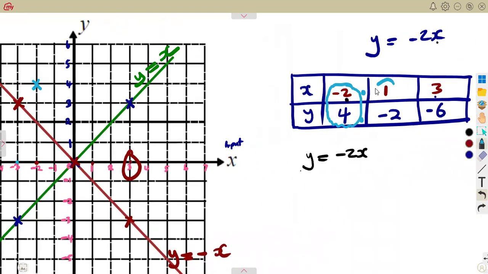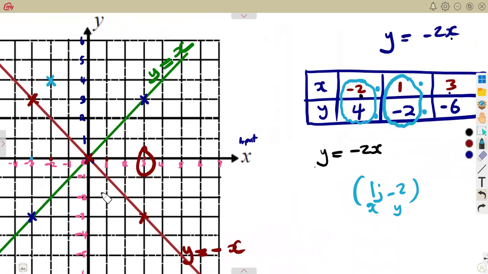That is 1 versus minus 2. X is 1, y is minus 2. So we need where x is 1 and y is minus 2, where these two meet. This is minus 2. This is 1 for x. They meet at this point here. Where they meet, you're going to mark that point where x is 1 and y is minus 2. That's a point.